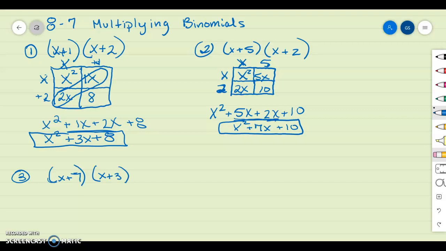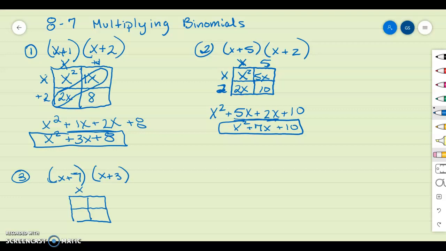You can hit pause if you didn't get time to write that all down. What we're going to do is (x + 7)(x + 3). We're going to write a box. We're going to put the first binomial on the top. Oops, I need to make my box 4. Break my box into 4.